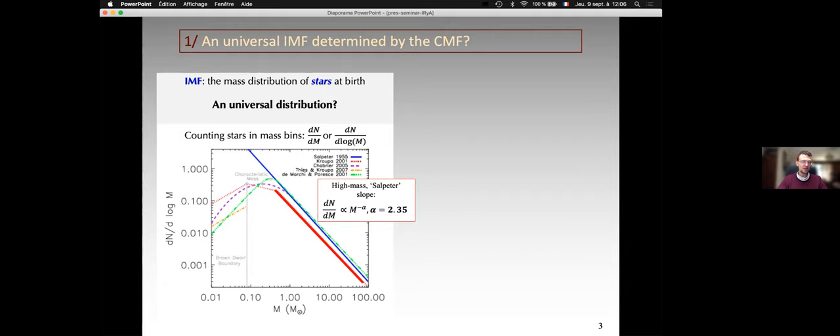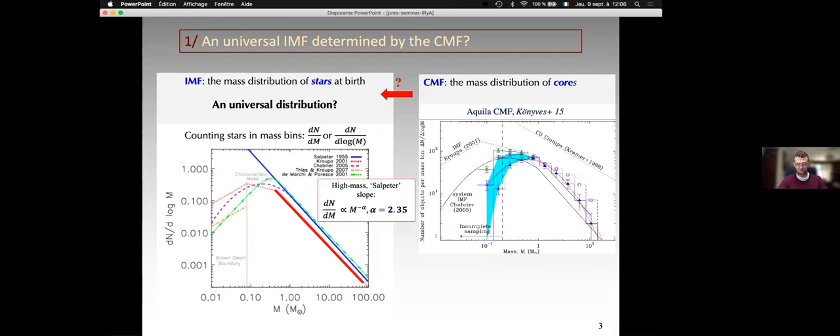So to understand the origin of the IMF, one could naturally think of looking at the mass distribution of stellar precursors, so the cores. And indeed, the mass distribution of cores has been found to follow closely the shape of the IMF with a similar slope and shifted toward higher masses. So that would mean that cores could be the direct mass reservoir available to form stars.